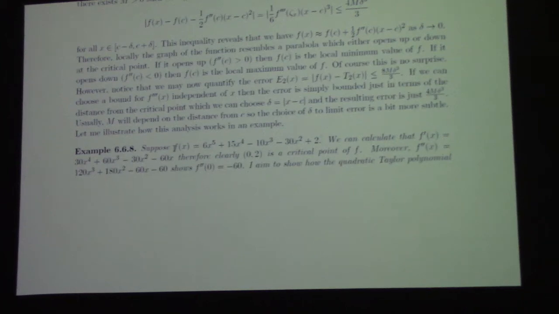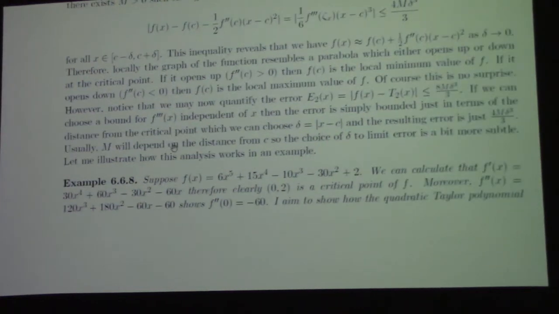So here's a function, all right? f of x is 6x to the 5th plus 15x to the 4th minus 10x cubed minus 30x squared plus 2, right? And so I can calculate the first derivative. We can see that actually 0 is a critical point of f for what it's worth. You can calculate the second derivative, and when you plug in 0, you get minus 60, all right?